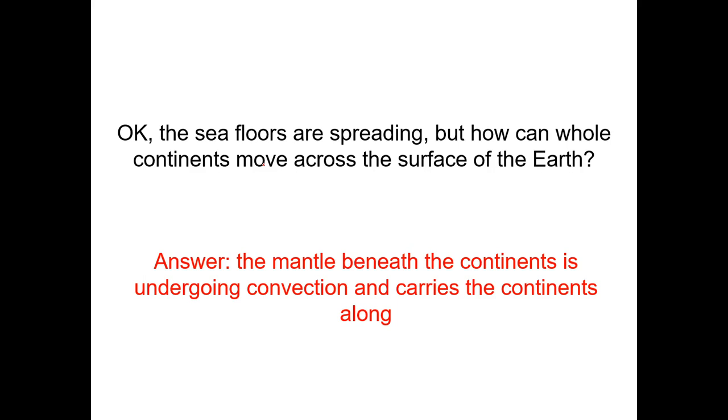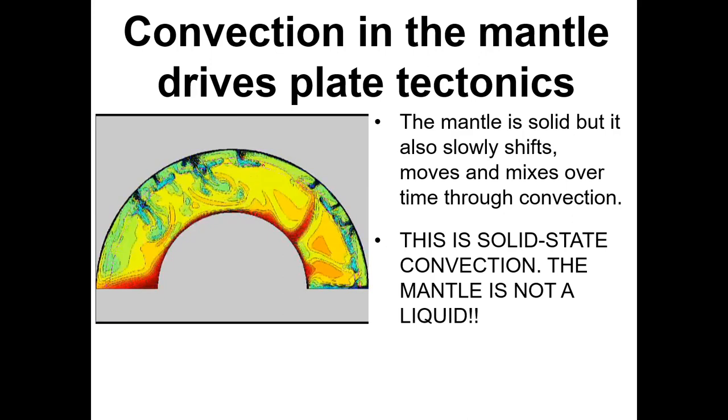But okay, so the seafloors are spreading. But how can continents move across the surface of the Earth? I'm answering the question, what is driving the seafloor spreading? And the answer is, it's the mantle beneath the continents. It's undergoing convection. The convection is powering seafloor spreading, plate tectonics, and continental drift. And it's all due to mantle convection, which is all due to the Earth trying to shed its heat.